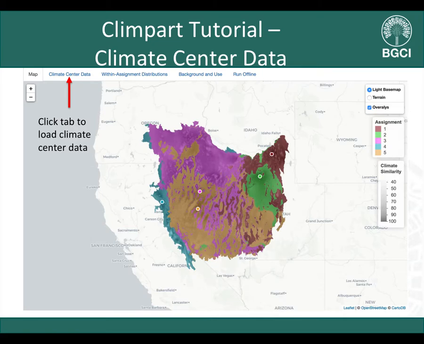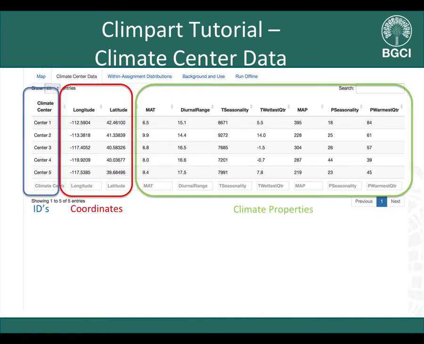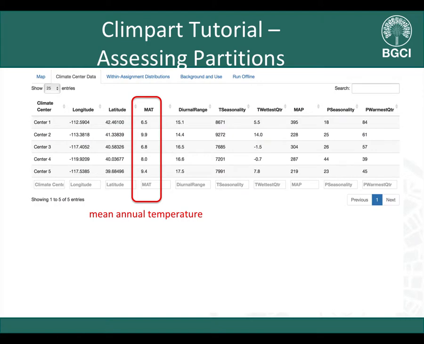If we click on the Climate Center Data tab at the top of the app, we can get additional information about the results of our partitioning efforts. This tab contains coordinates and climate properties of the centers produced during the analyses. This is one way we may assess our results. In the context of climate centers, partitioning determines the separation of climate properties between climate centers. Let's investigate the partitioning concept in detail.